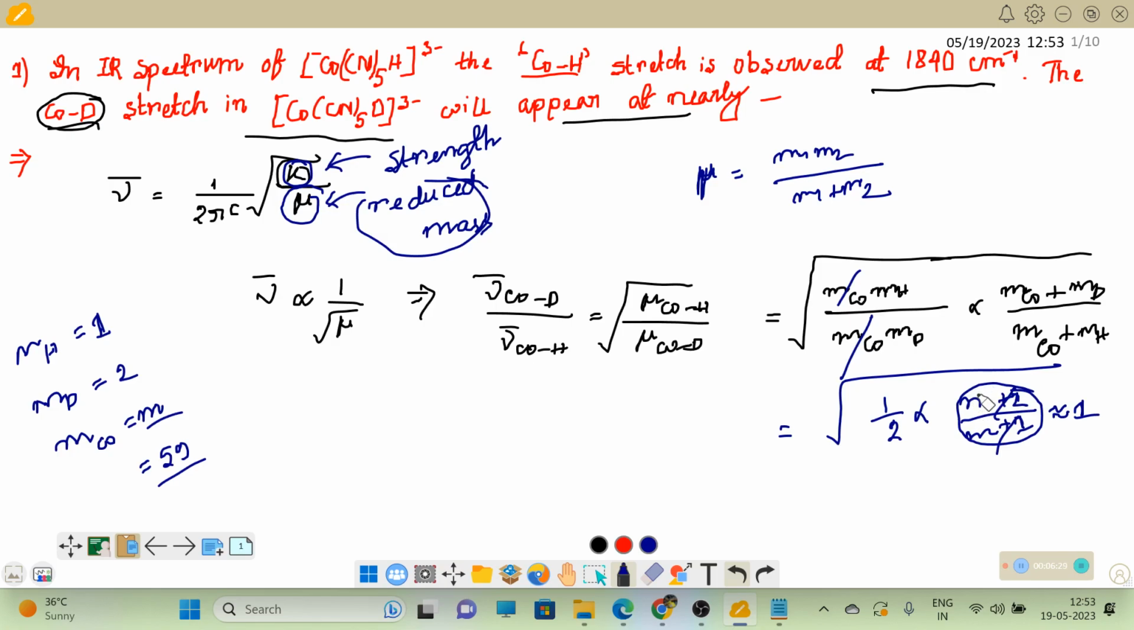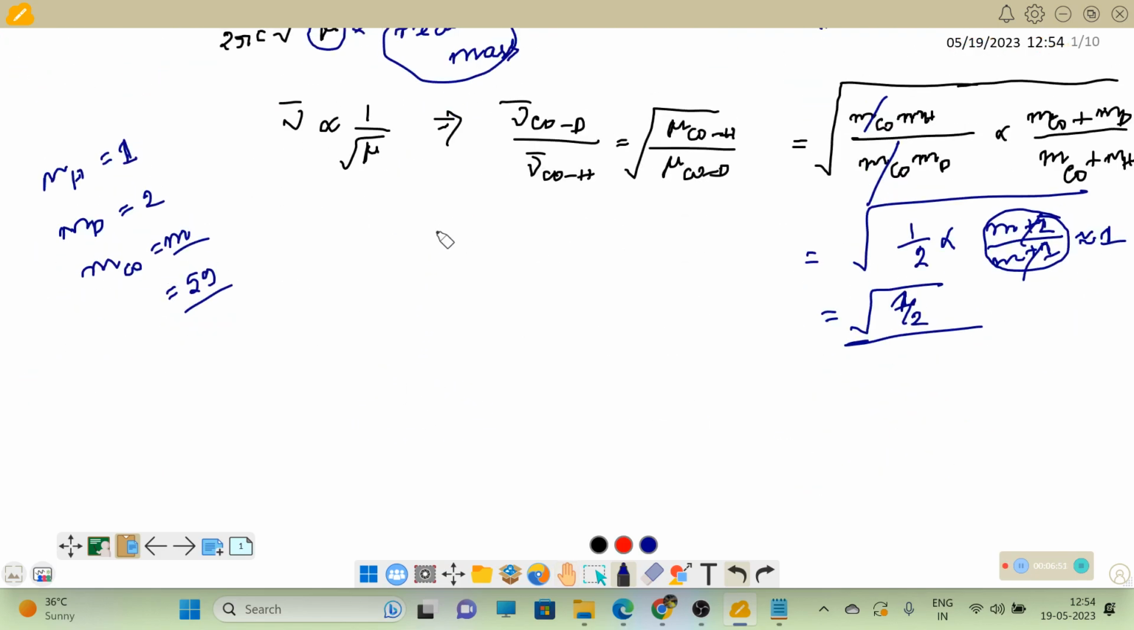So for the matching with the options, I didn't mention the options, but I already see that if we do it like that, we are nearly equal, but if we take the approximation, the answer will be the correct, appropriate answer. So they are asking about the stretching frequency of COD, and we want this, so we'll put this there. So we can write the stretching frequency of the COH bond by root 2.